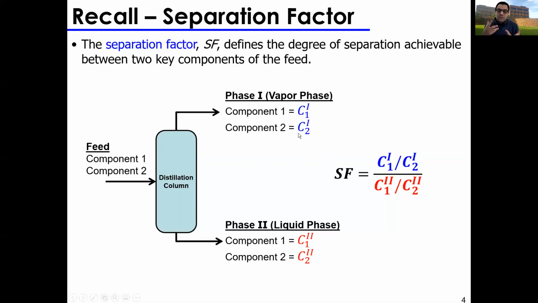And each of these phases is a mixture of both, right? In most cases, you don't get this pure, perfect, clean separation. Both of them are mixtures. So in phase 1, which is your vapor phase, I have component 1, I'm writing it as C1I, component 2, C2I. And my bottom phase here, I have also component 1, C1II, component 2, C2II. And your separation factor is calculated using this equation: C1I divided by C2I over C1II divided by C2II. And it gives you an indication of how easily these two components can be separated.